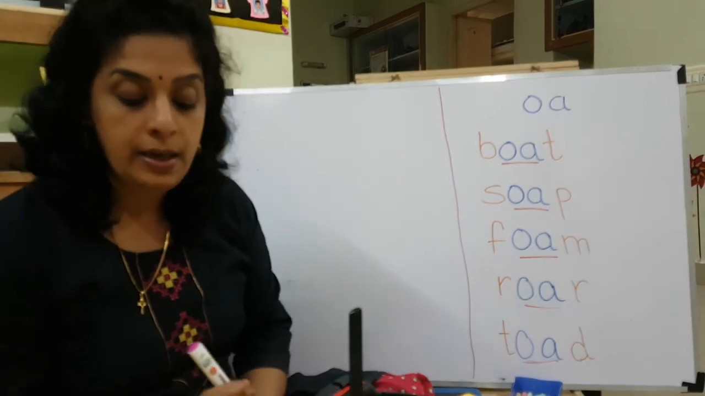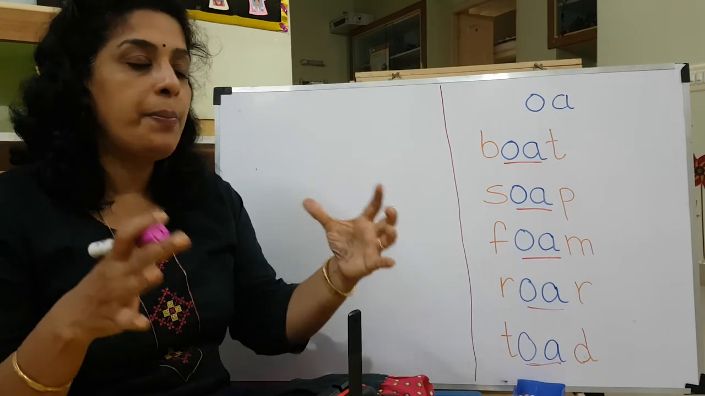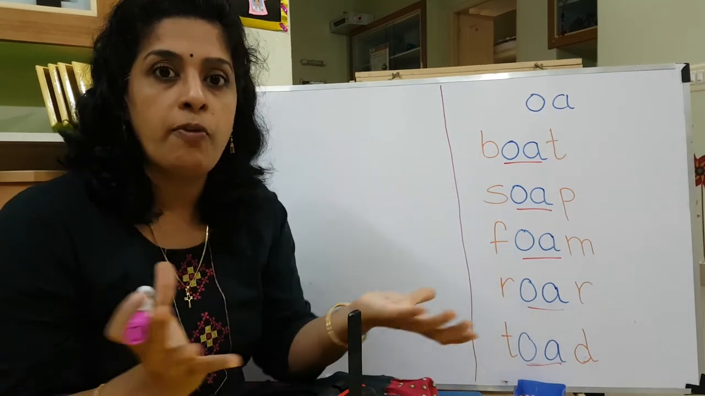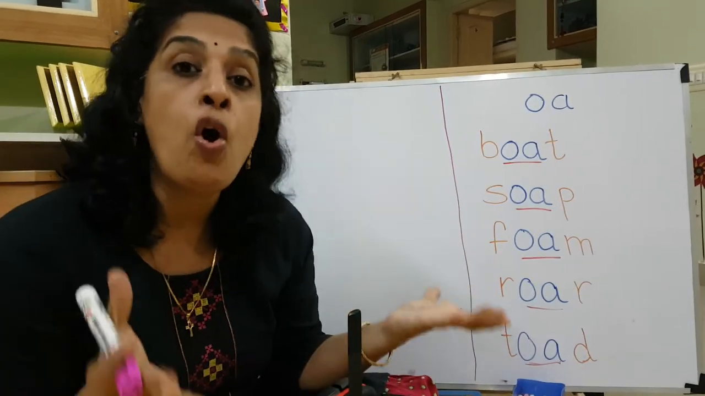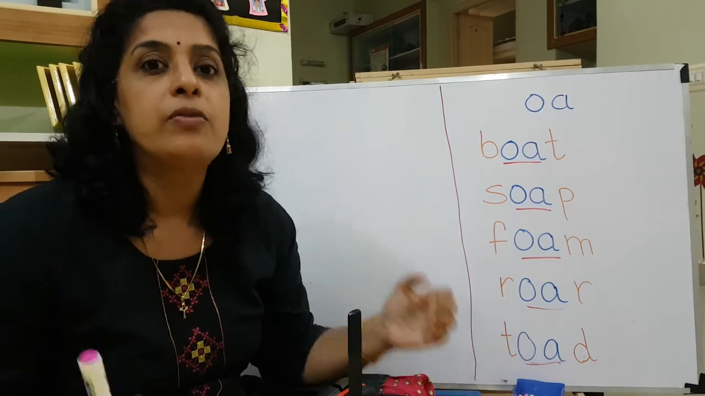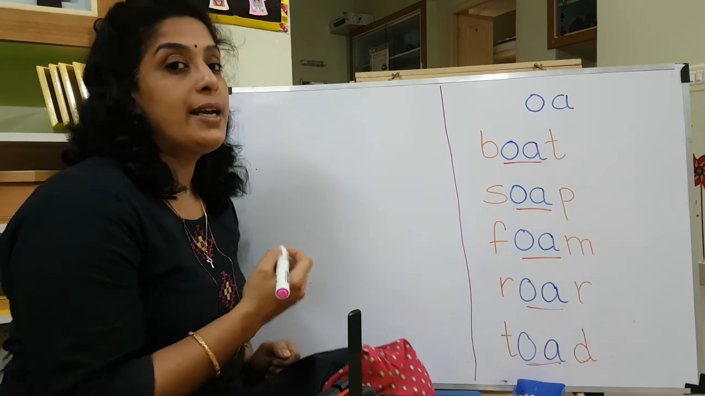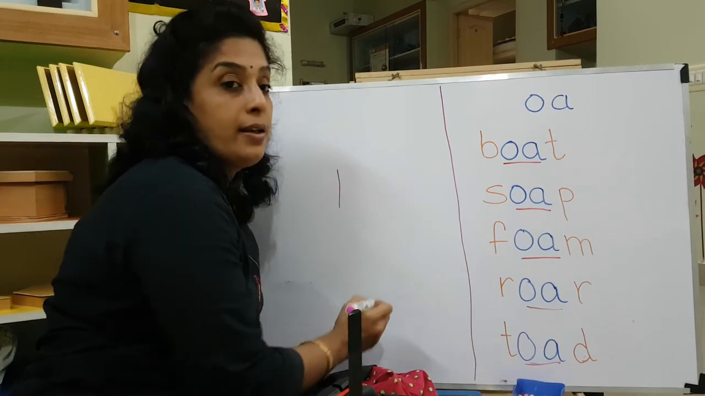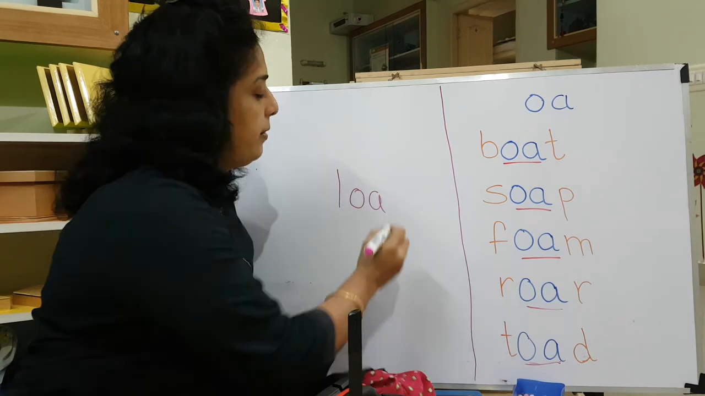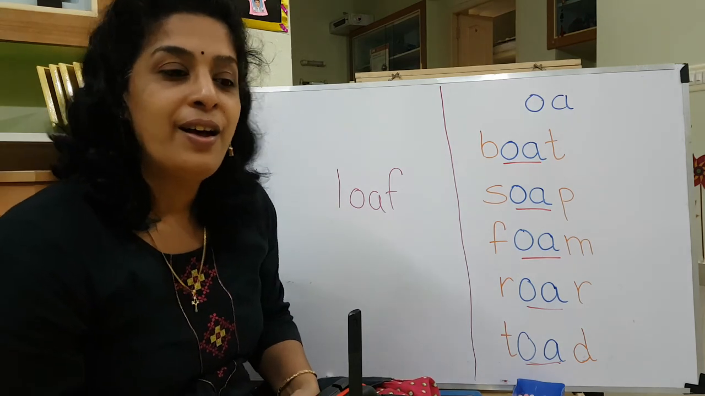Have you heard it in a loaf of bread? When you buy bread, you've seen it, it'll be like a cuboid, right? In the shape of a cuboid. It's called a loaf of bread. You don't say a cuboid of bread. You say a loaf of bread. Correct? Okay. So how do I write it? Let's write loaf. That's all. Easy, na? Loaf.